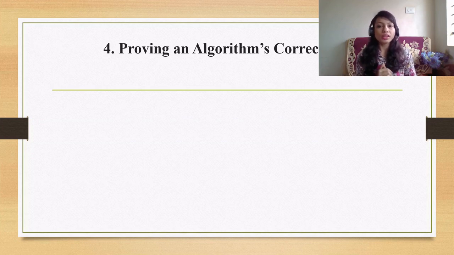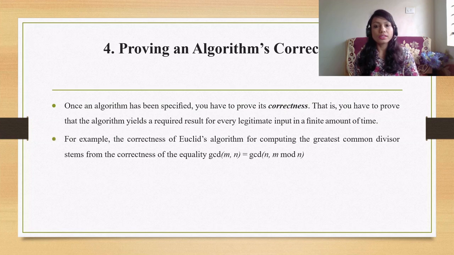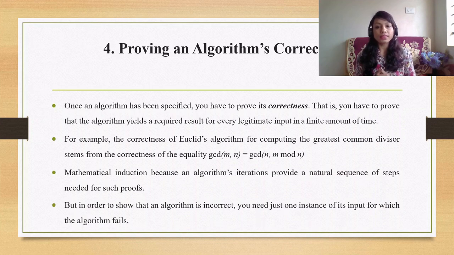Then how to prove the correctness of the algorithm? So what can we do? There are two methods. One is to use the equality and check by solving it, or the second method is to use mathematical induction, that is, using the equality. For example, if you consider Euclid's algorithm, there is an equality, that is, GCD of m comma n equal to GCD of n comma m mod n.